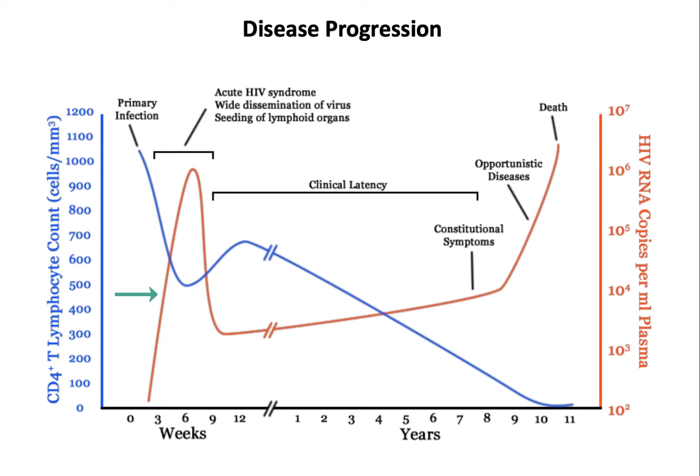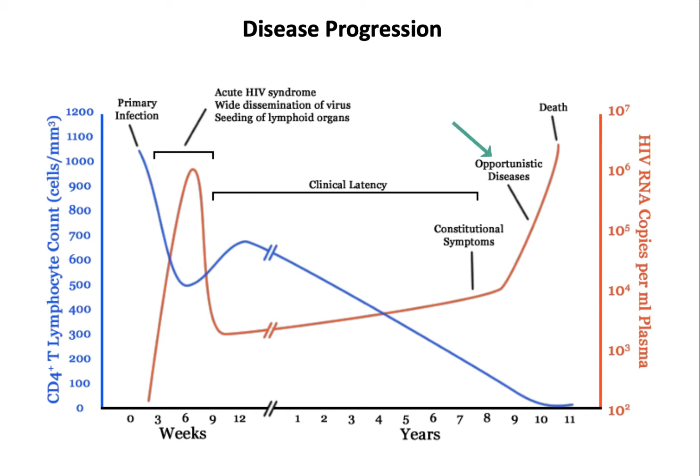Then there's a latent period where there's a decrease in the amount of virus, an increase in the number of CD4 cells, so it looks like there's an immune response to knock out the virus. But then slowly, over a period of years, the CD4 cells continue to decline as they're taken over by the viruses, and you have an increase in the virus particles.